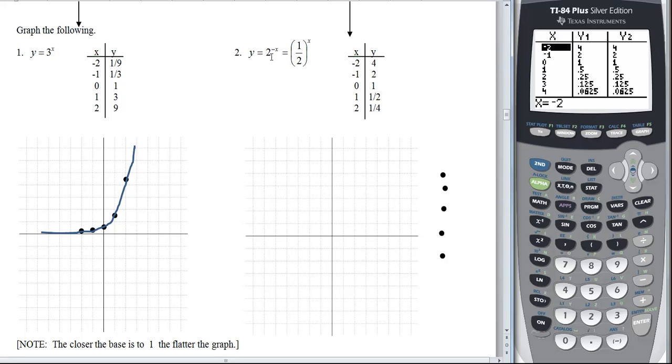If I put in 1, well, 2 to the negative 1 is the same thing as 1/2 raised to the first. There's my 1/2. So I think I'll do these by ones because I think my picture is big enough here. So x is 2, y is negative 4. Negative 1, 2. Let me move it over. I'll nudge it a little bit. 0, 1. Not too bad.